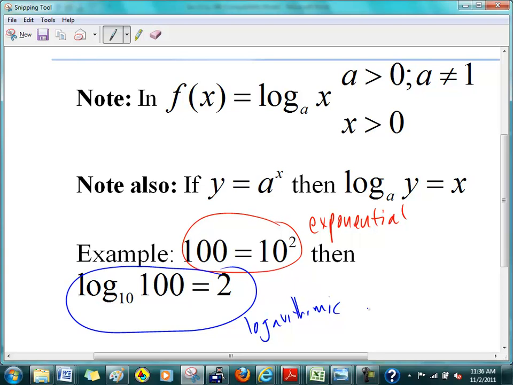Why can't A equal 1? Because 1 to the x is always 1. That's not very interesting. Yeah, it gives you a constant line, and that's not very exciting.